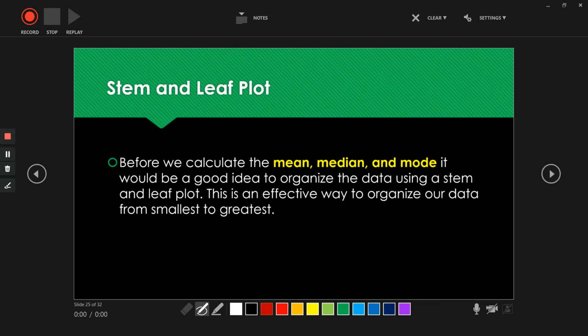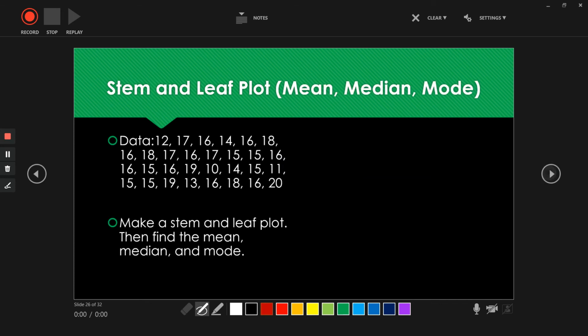All right, so stem and leaf plot. Before we calculate the mean, median, mode, it makes sense to organize the data. A stem and leaf plot is nice because it helps us put the data in order, and you can easily see which data occurs the most, and you need things in order to be able to find the median. So let's try a stem and leaf plot. So here's some data. We're going to make a stem and leaf plot and then find the mean, median, and mode. All right, so basically you're just putting things in order, okay?